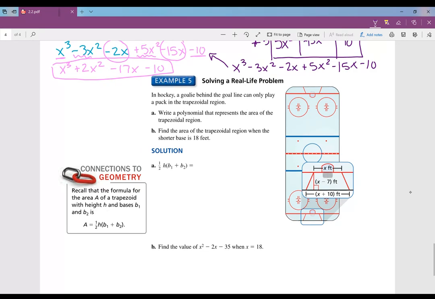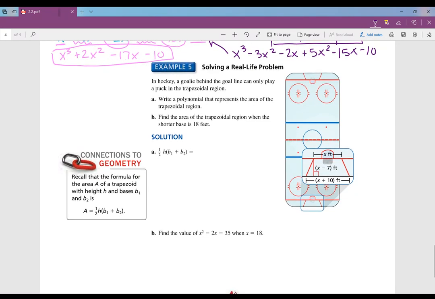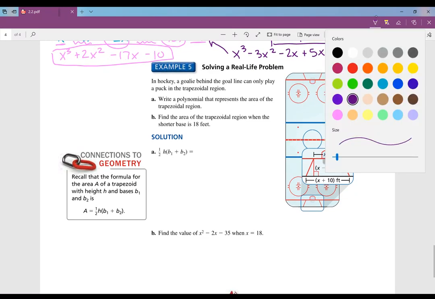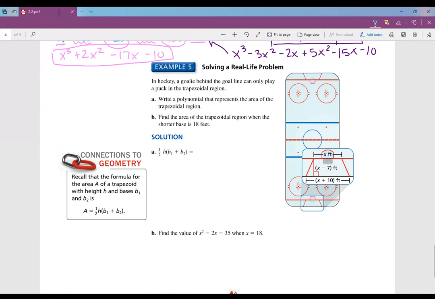Okay, and then we just have to do example number 5. In example number 5, we have a hockey game, and in hockey, a goalie behind the goal line can only play a puck in the trapezoid region. So that's this trapezoid right here. We want to write a polynomial that represents the area of the trapezoidal region, and then find the area of the region when the shorter base is 18 feet.